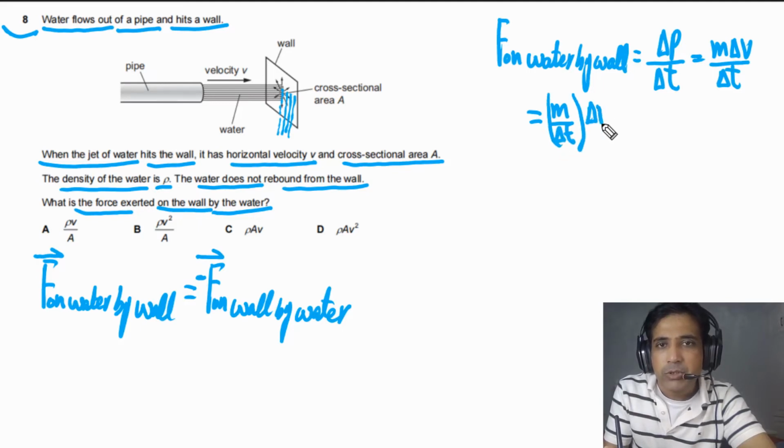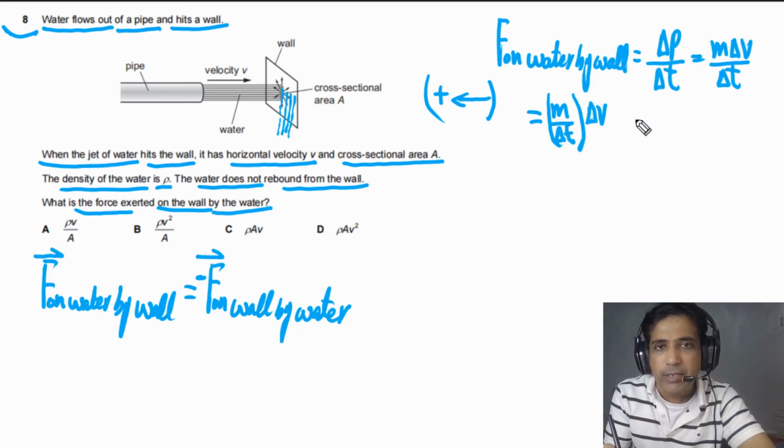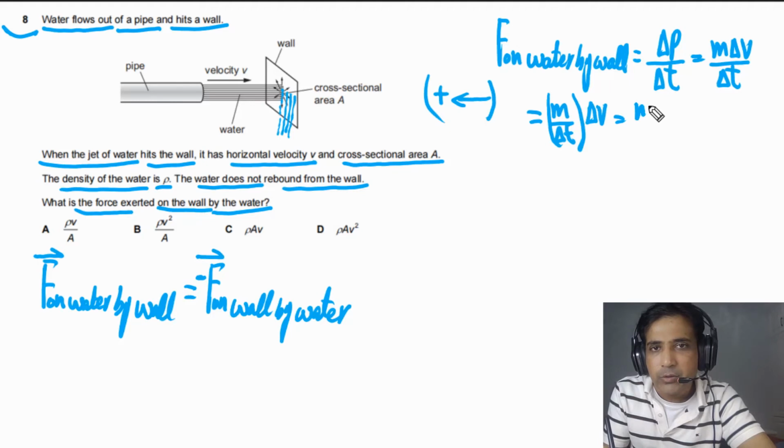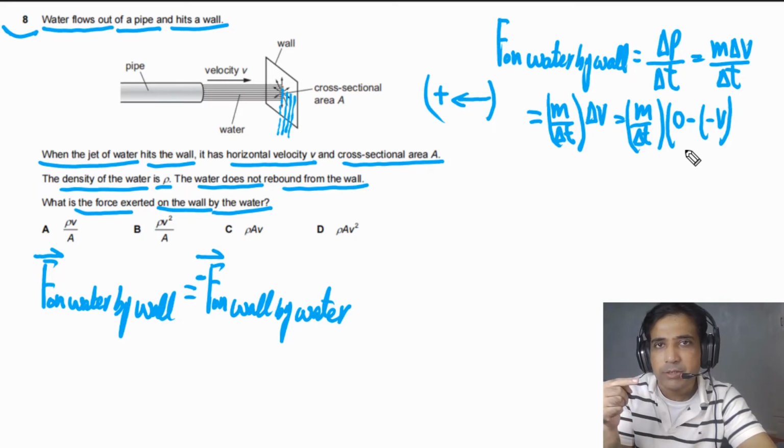To the left is positive. If we take to the left as positive, it means v will be negative. So we can write down m over delta t, this is the mass flow rate, and the change in velocity: the final velocity along horizontal is 0, so 0 minus v, and the v in this case is negative. v is negative because v is to the right and we are taking to the left as positive. So simply now we can write this is equal to m over delta t times v.